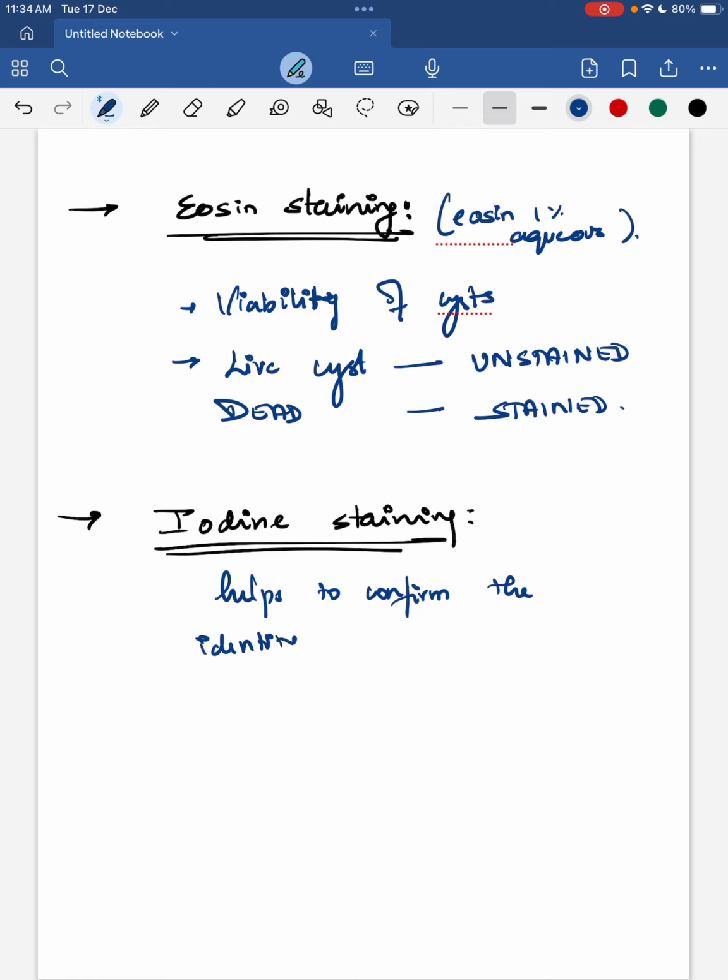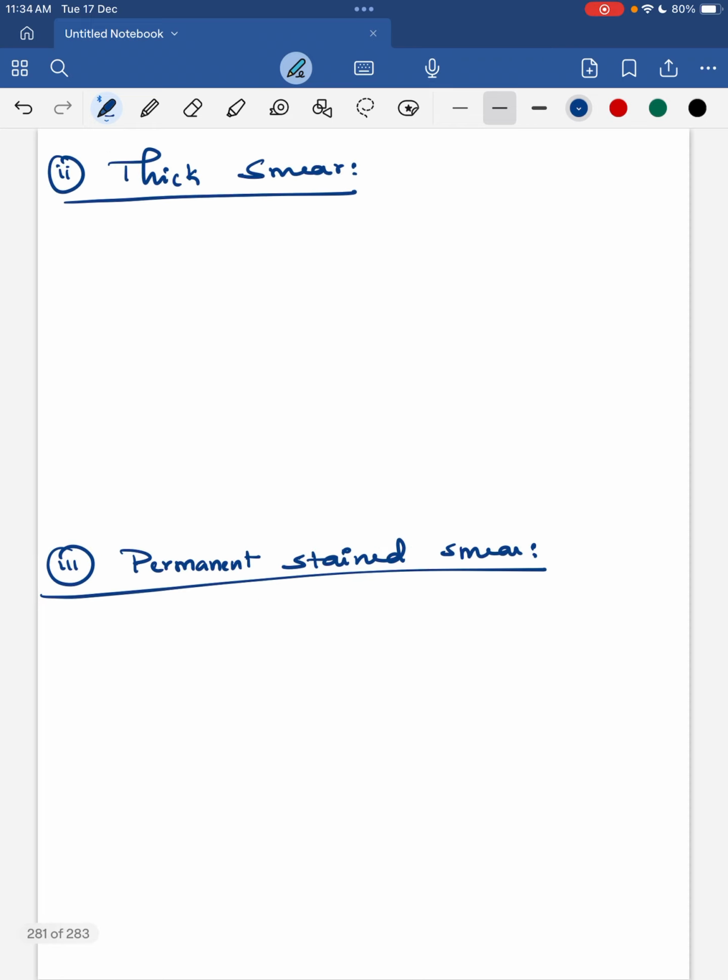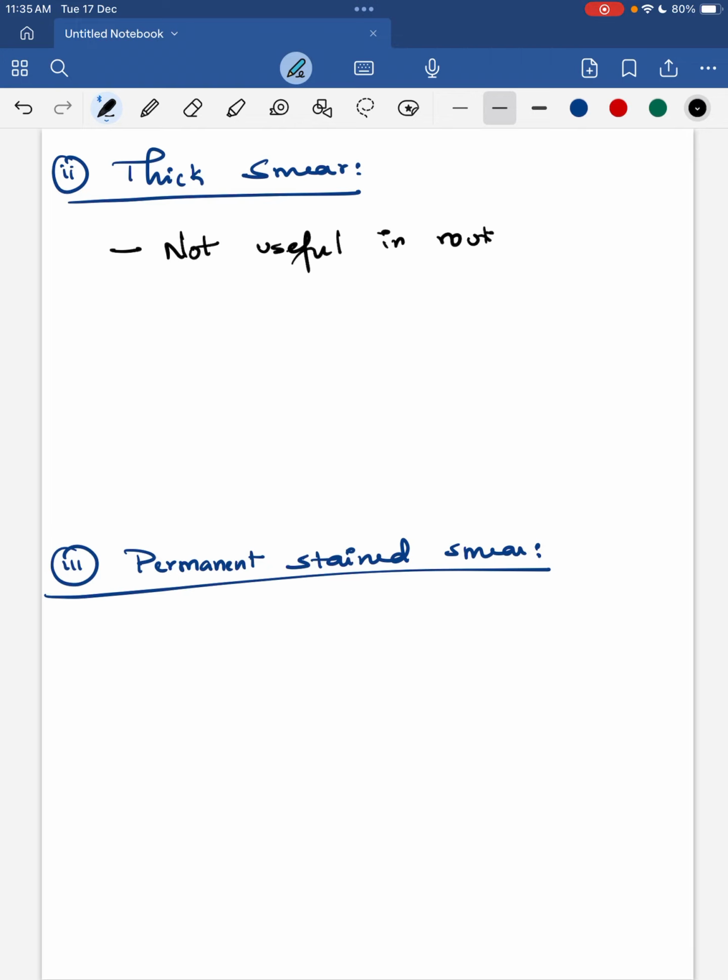Coming to the next one. Next method is your thick smear method. This is not useful for your routine examination, but it is valuable in survey for the intestinal helminths. That one you have to mention. So not useful in routine examination, right? It is mainly for the survey of intestinal helminths.